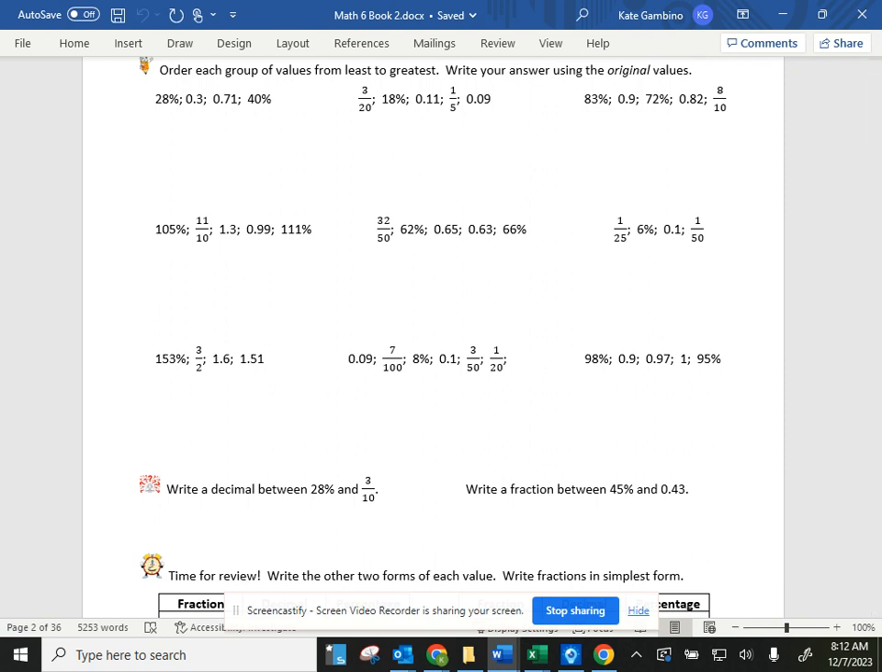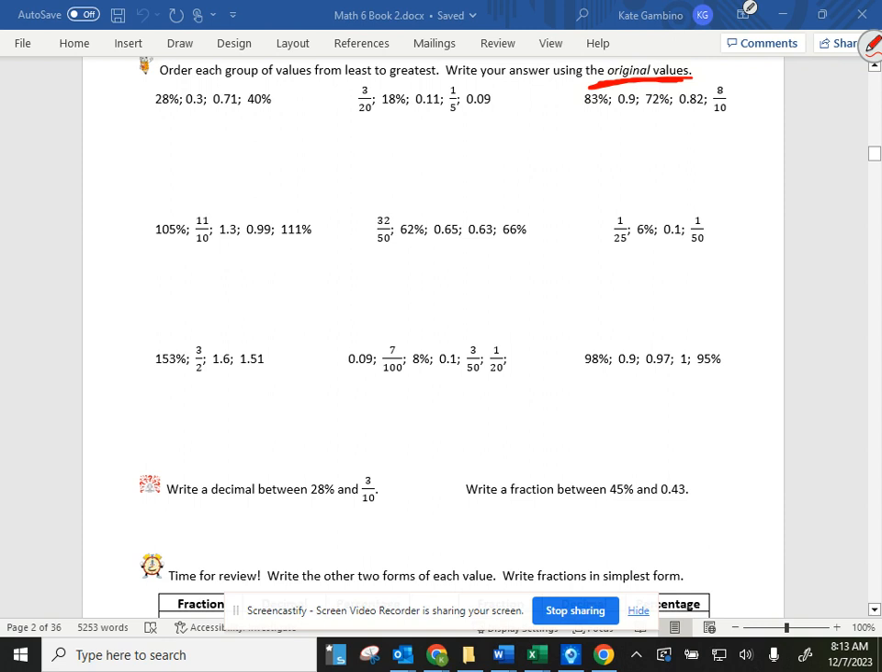Write your answer using, oh, this is key. I still have friends who forget this. We're going to convert them all to be the same. They're going to all be percentages or all be decimals or all be fractions. But then when we put them in order, our final answer needs to be ordering the original value. So if originally it was a fraction, we need to put that fraction in, not the percent we converted it to. So let's see what that looks like.